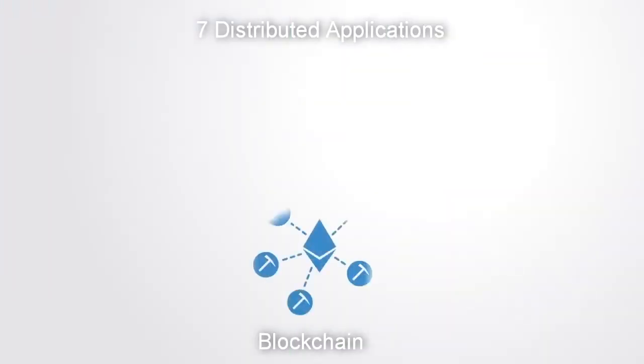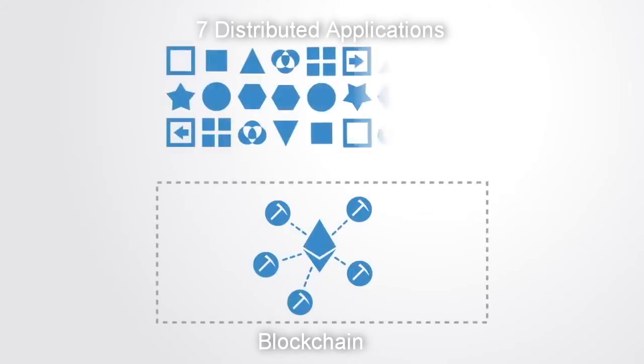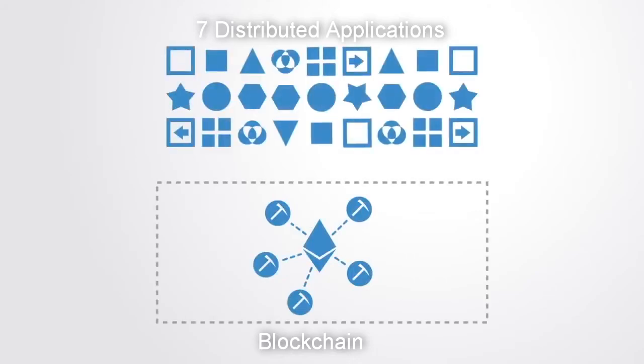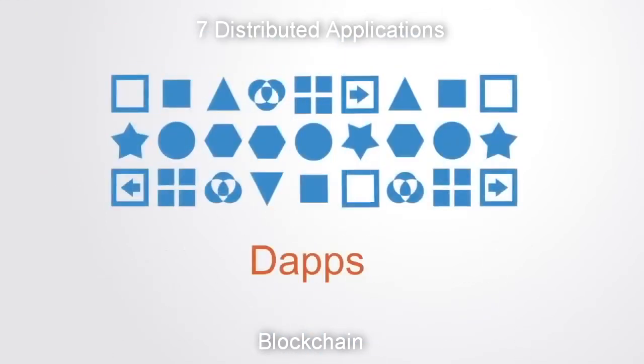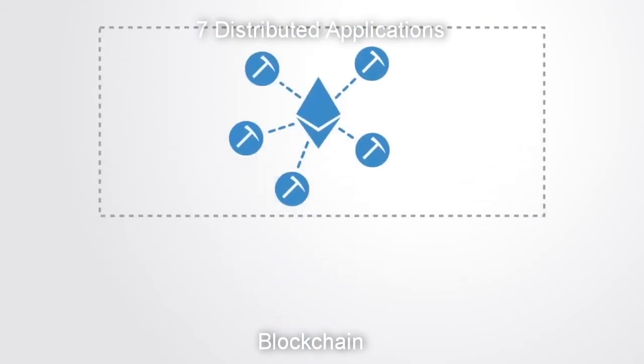The advent of the Ethereum platform in 2015 has worked to provide a virtual computing infrastructure for running applications on the blockchain. This new form of program is called a distributed application, or dApp for short. Ethereum was the first developer platform for building distributed applications.